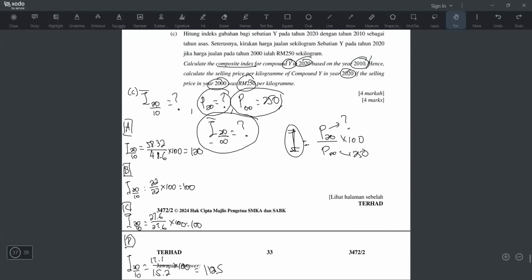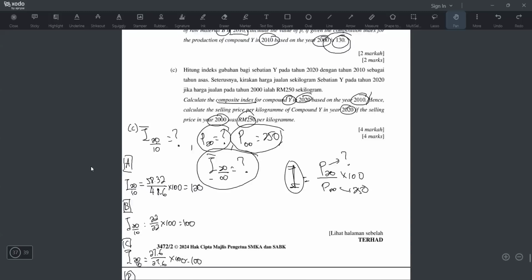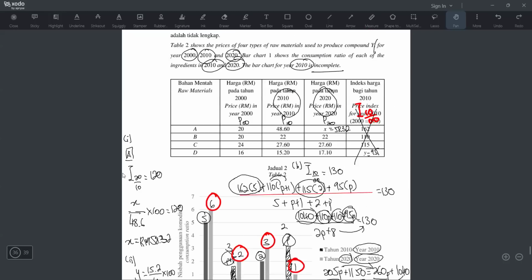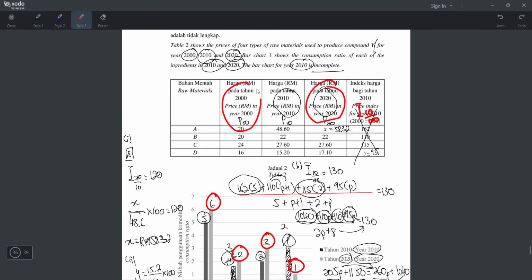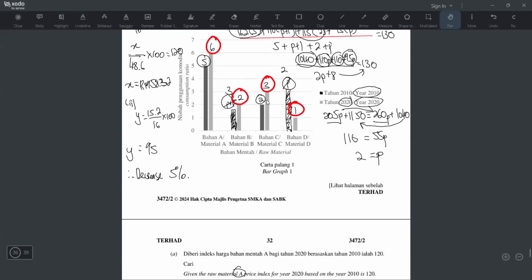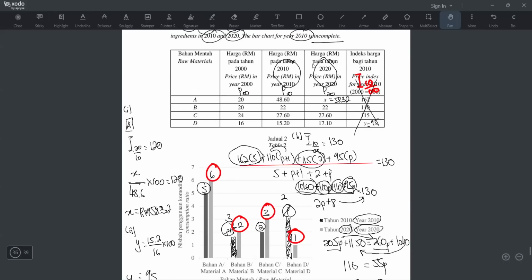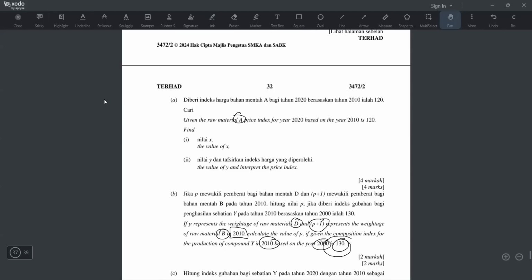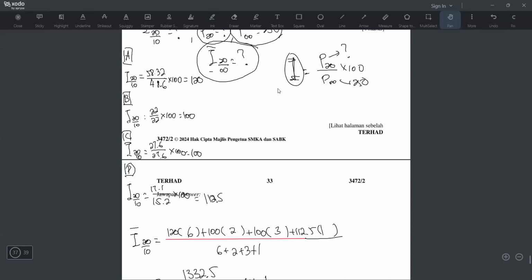The composite index for 2020 over 2000, you can also find it manually like this. Just take this year, 2020, 2000 like that. And then just take this price, divide this price times 100. Yeah, you can also do it like that. Betul? And then find each price index. And after finding each price index, you darab dengan weightage. But the weightage have to take 2020 lah. And then find the composite index and then baru buat macam ni. So I'm just thinking which method I should do.